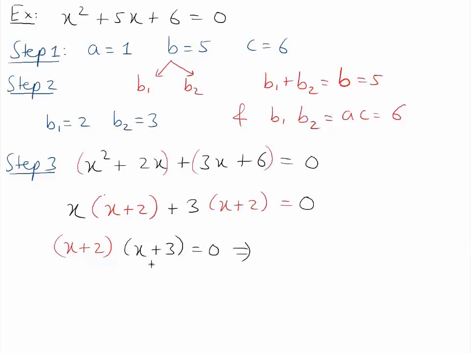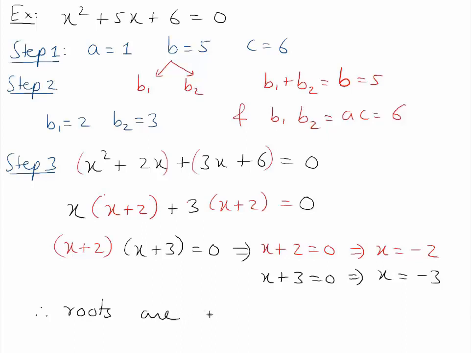If their product is 0, it means either x plus 2 equals 0, which is x equals minus 2, or x plus 3 equals 0, which is x equals minus 3. So therefore roots are x equals minus 2 comma minus 3. So these are the roots of the given quadratic.